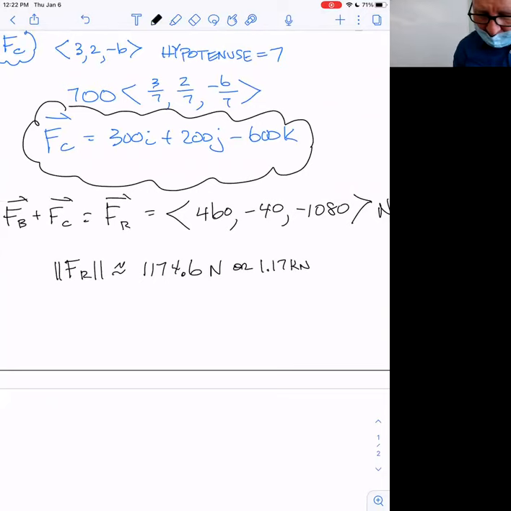So I'll write some of these down. Alpha would be the inverse cosine of the x coordinate 460 divided by, and of course here you don't want to use 1.17, because that's kilonewtons. You got to have the same units. So I need to use the 117. I don't care how you round it. It doesn't matter. It's going to be pretty close either way. Typing that in, I get 66.9 degrees.